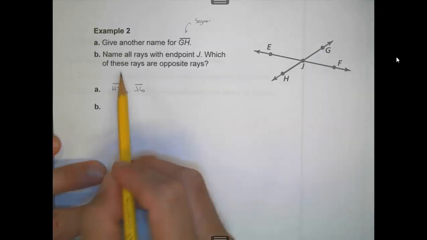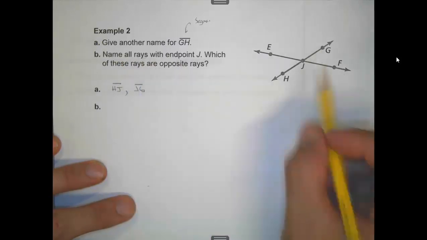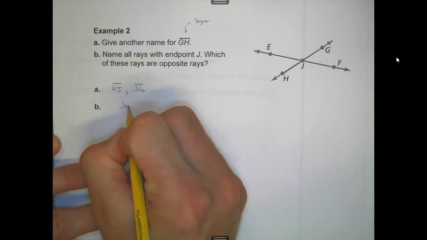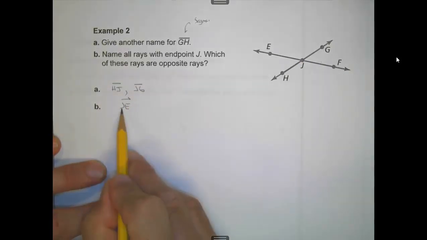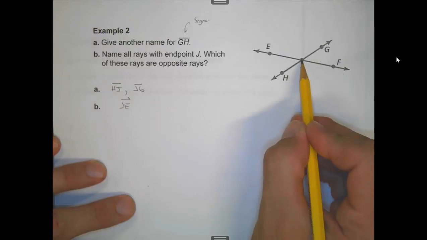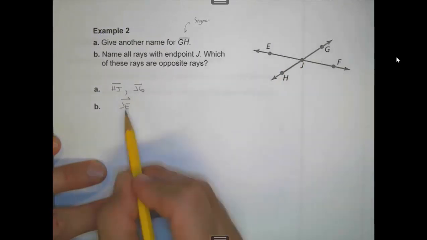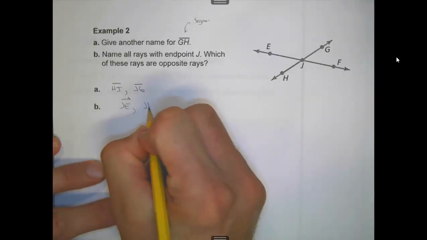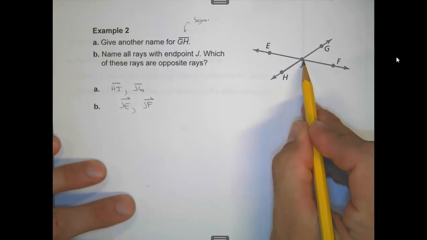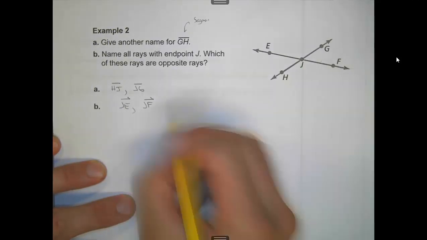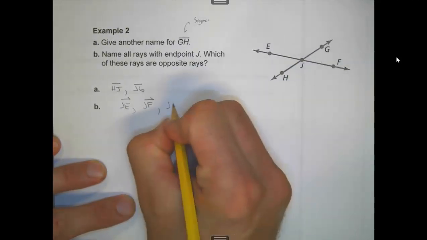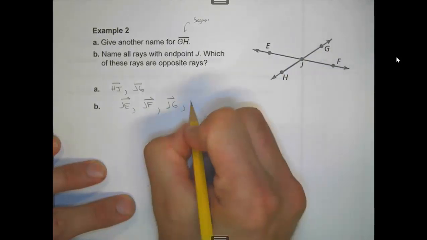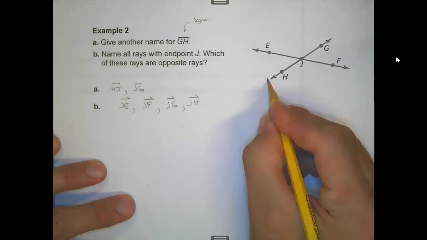All right. Part B, let's name all the rays with endpoint J. We're going to name those rays like this, JE, for example. You always start with the endpoint, and you go away from that. So starting at J, we're going away from J through E. That's the way we read this. So let's do JF now. You're starting at J, and you're going through F. And then let's do JG. You're starting at J and going through G. And JH would be the other one. You're starting at J and going through H.